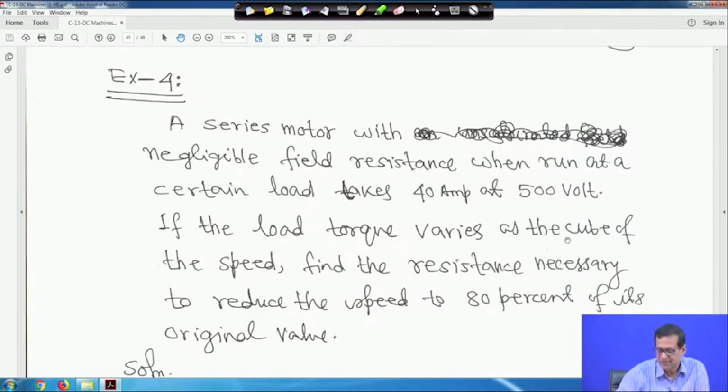If the load torque varies as the cube of the speed, the torque is proportional to n cube. Find the resistance necessary to reduce the speed to 80% of its original value. So, if initially it was n, it will be 0.8 n. So, you have to find out the resistance necessary.